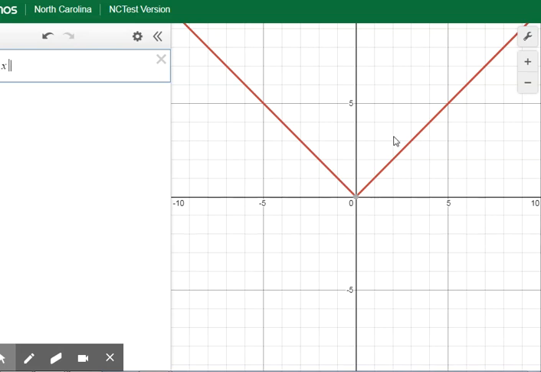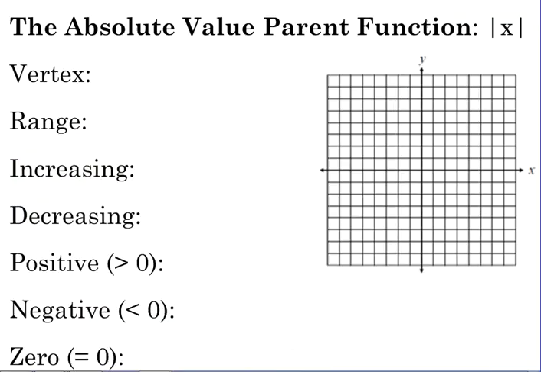But here's just a plain old absolute value of x. Obviously, key feature, our vertex here at the origin. And anytime you're wanting to graph something, you want to get some points to plot. Obviously, an easy one is -5, 5, and so on.